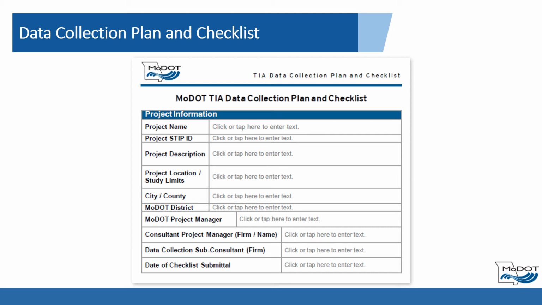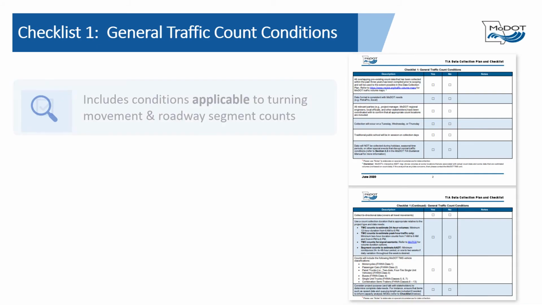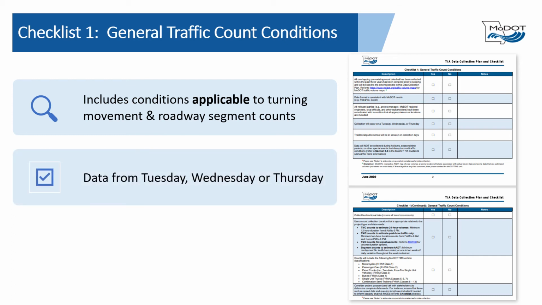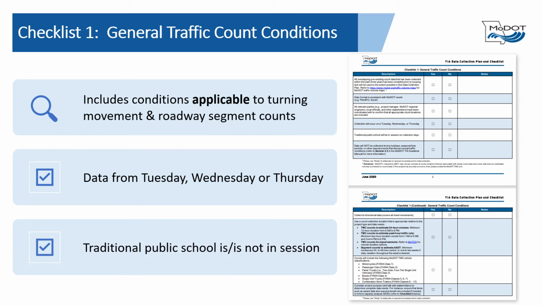Highway Safety and Traffic Division or reference Article 905.3.3 of the EPG. The document includes 3 checklists. The first checklist is for general traffic count conditions that are applicable to both turning movement counts and roadway segment counts. For example, it verifies the collection of data on Tuesday, Wednesday, or Thursday, and indicates if traditional public school is in session on the day or days of data collection.